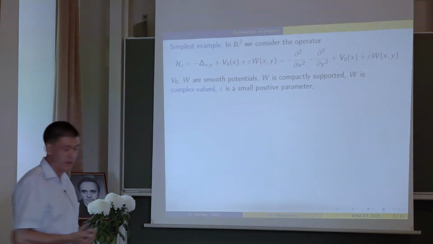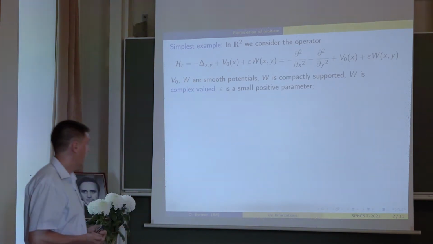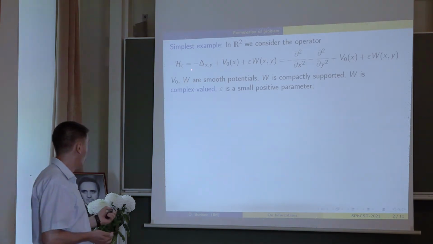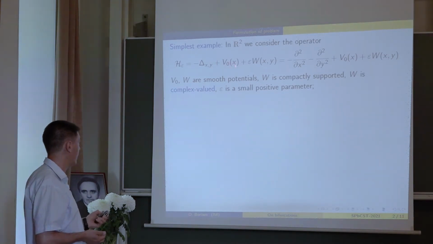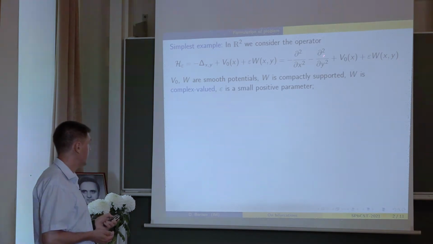I begin with a very simple example just to give an idea what kind of problem I'm going to tell about. And the simplest example actually is the following operator. It's a Laplacian in R2, and it has two potentials. The first one is V0, and it depends only on one variable, and the second term is multiplied by epsilon. It's some arbitrary potential which depends on both variables. And just for further purposes, I rewrite this Laplacian as it's defined.